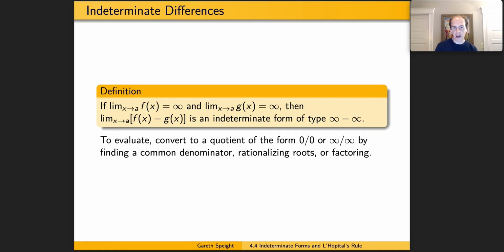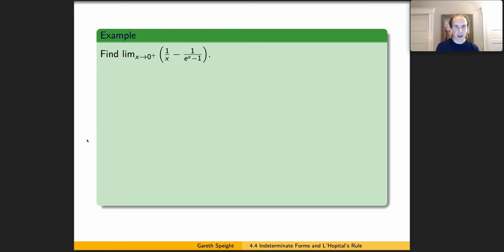So as I said, we either find a common denominator, rationalize, or factor, or just do something to rewrite it as a quotient. So here we have the limit as x goes to 0 from the right of 1 over x minus 1 over e to the x minus 1. And if we look at what's happening, as x goes to 0 from the right, 1 over x goes to infinity. And e to the x goes to 1 from the right. So this is going to go to 0 from above, and when we flip, we get infinity.